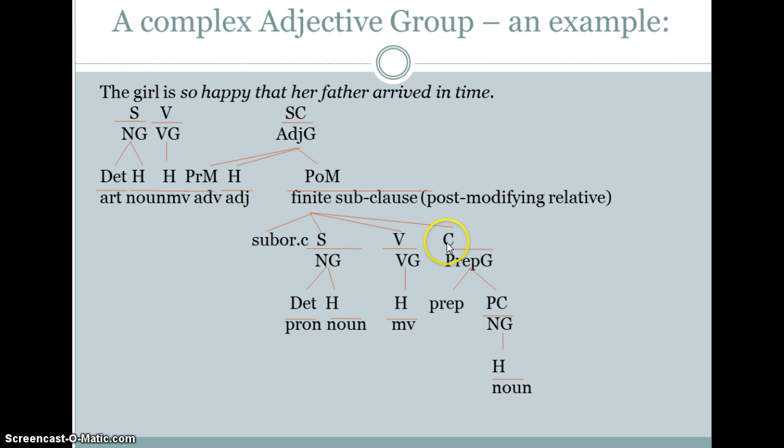Then we have a circumstantial, which in this case is a prepositional group consisting of a preposition and a prepositional complement made up by a noun group, and since it's a simple group, we're only dealing with a head which is made up by a noun. So this was a more complex adjective group where the post-modifier is a whole subclause.